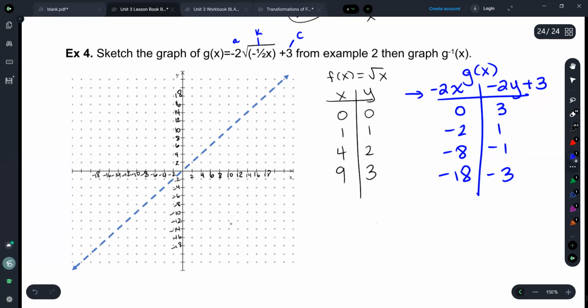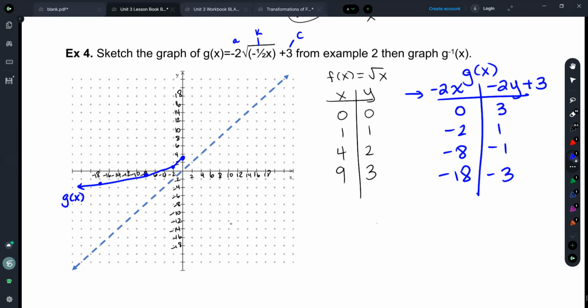Okay, so 0, 3 to start. That's here. -2, 1. -8, -1. It's right here. And then -18, -3. Okay, so there's g of x. I'll just label it as g of x because this is already fully done in the equation there, or in the question.